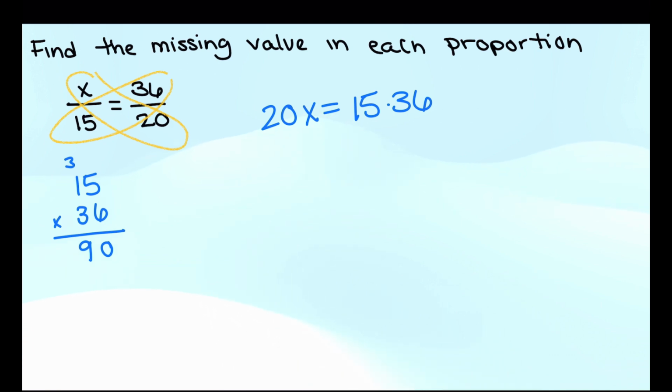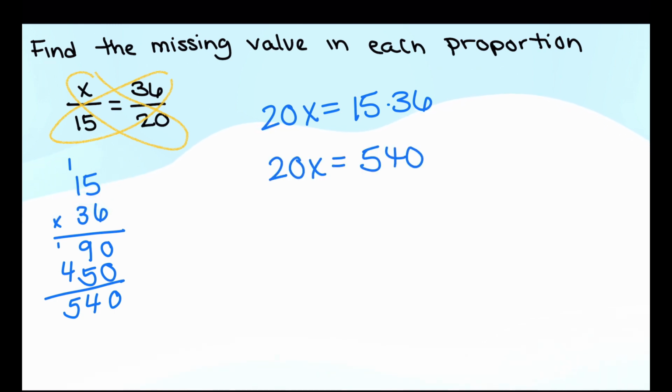15 times 36, let's see, 6 times 5 is 30, so I carry the 3. 6 times 1 is 6, plus 3 is 9. Add a 0. 3 times 5 is 15, carry the 1. 3 times 1 is 3, plus 1 is 4. Add those together and I get, let's see, 90 plus 450 is 540. So my equation is 20x equals 540.